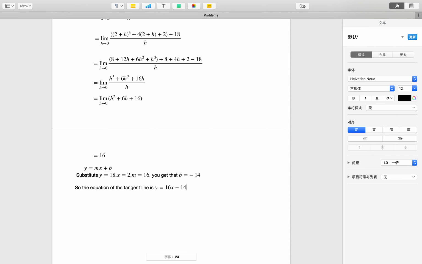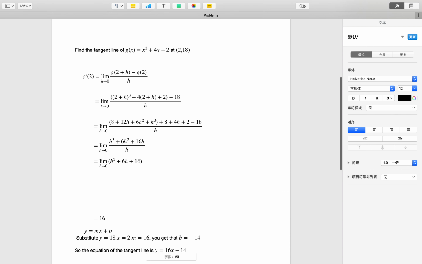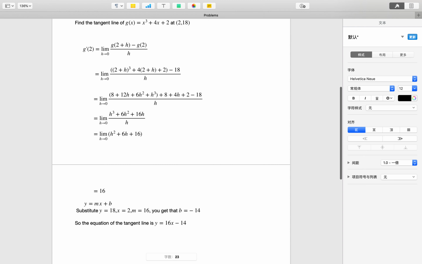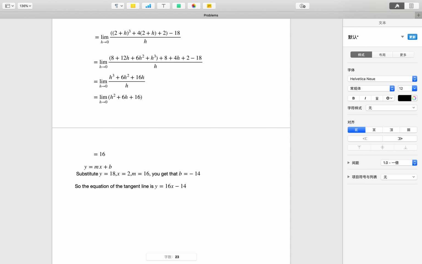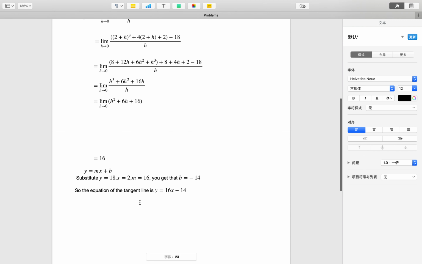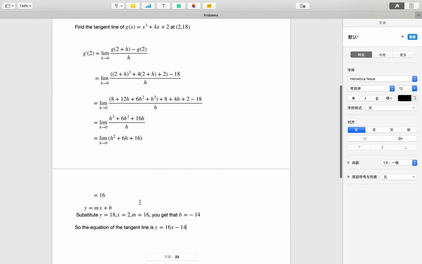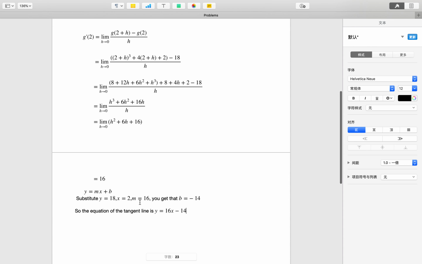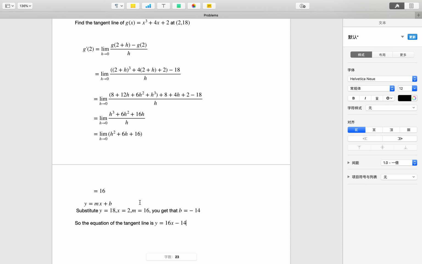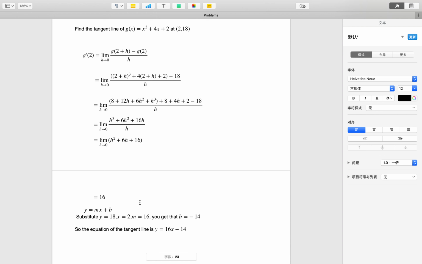In fact, you can graph g of x and y equals 16x minus 14 and see if this straight line is tangent to g of x at x equals 2. I checked this and it indeed appears that the line is tangent. So the answer is correct.